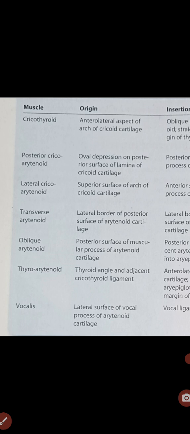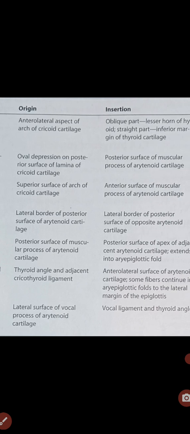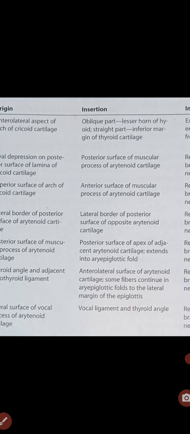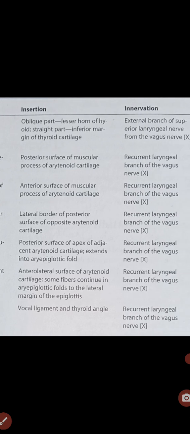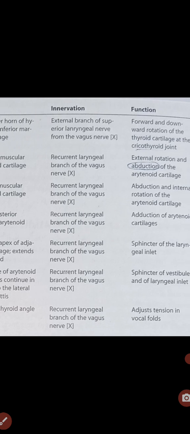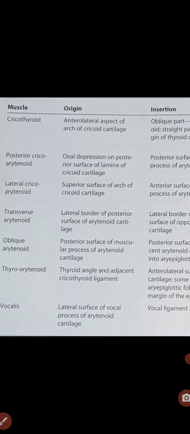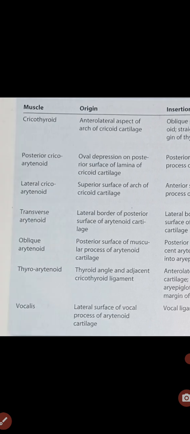Next are the thyroarytenoid muscles. Origin is from the thyroid angle and adjacent cricothyroid ligament, and insertion is on the anterolateral surface of the arytenoid cartilage, and some fibers continue into the aryepiglottic fold to the lateral margin of the epiglottis. Nerve supply is by the recurrent laryngeal branch of the vagus nerve, and action is as a sphincter of the vestibule and of the laryngeal inlet.